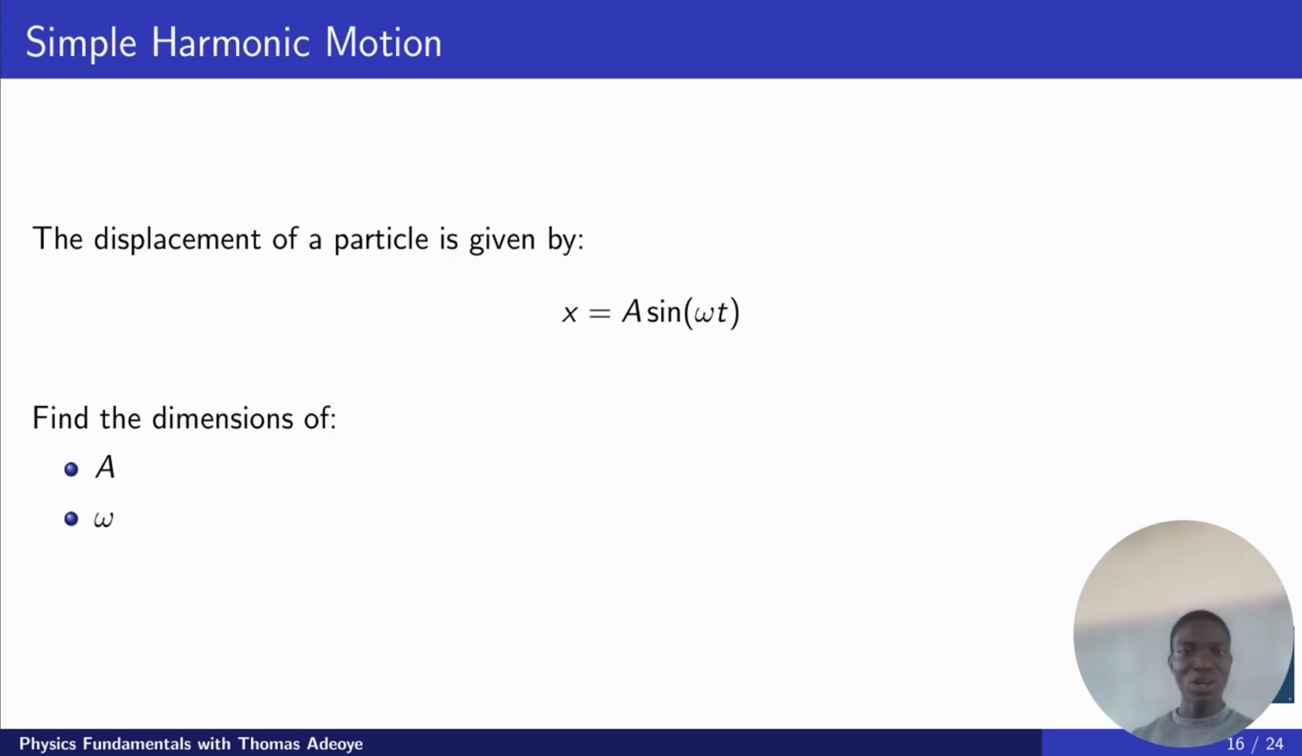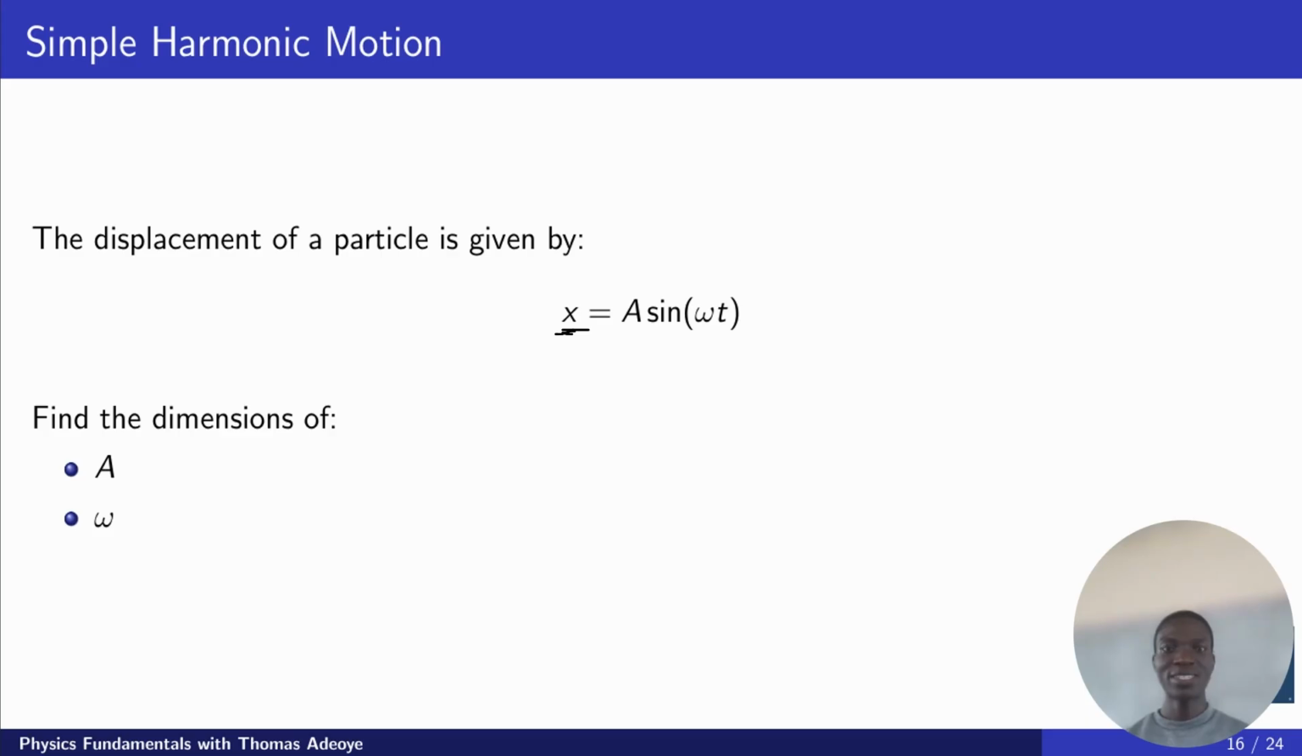All right, we're almost done. These are just additional problems that I felt I should have as bonus. Now, the displacement of a particle is given as x equals a sine omega t. Then find the dimension of a and dimension of omega. This is what we are going to use, the principle of homogeneity of dimension. Okay, this x stands for displacement.